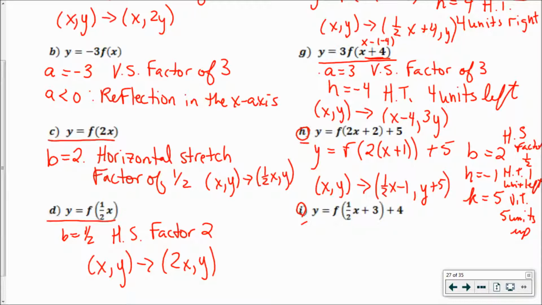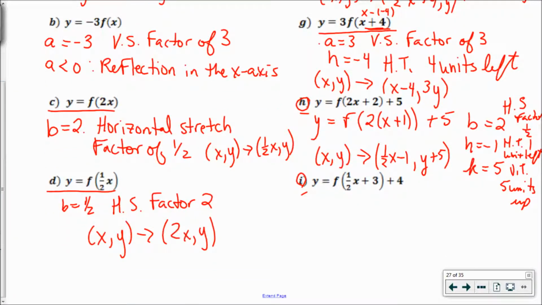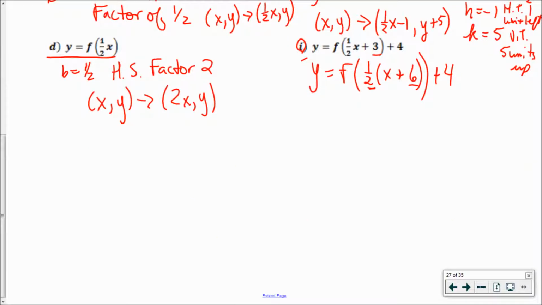All right. And the last one, y is f of, and then here again I have to factor out that 1/2. This one's a little bit tricky because I would think some of you probably put 3/2 right here, but remember that if I times 1/2 by 6, I would get that 3 back. So this is actually 6 plus 4. So I've got a b, I've got an h, and I've got a k, just like the previous one. They're just different numbers. So b is 1/2. That is my horizontal stretch, factor of 2.